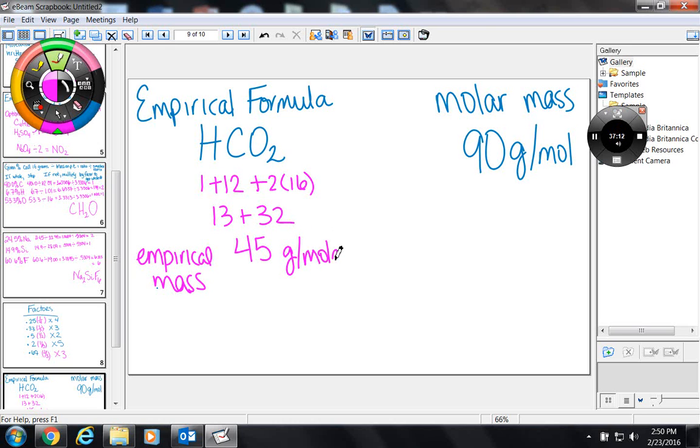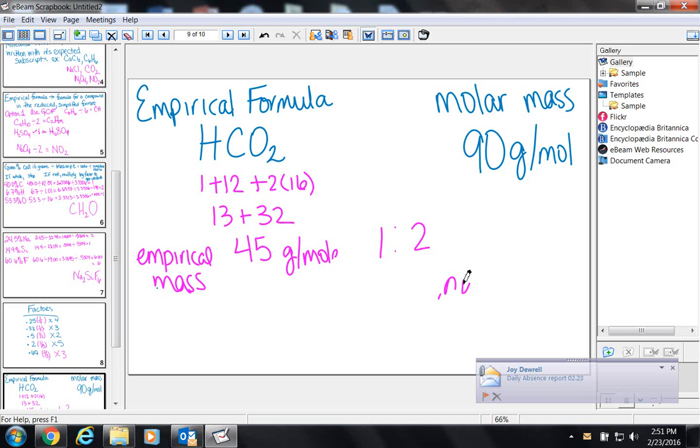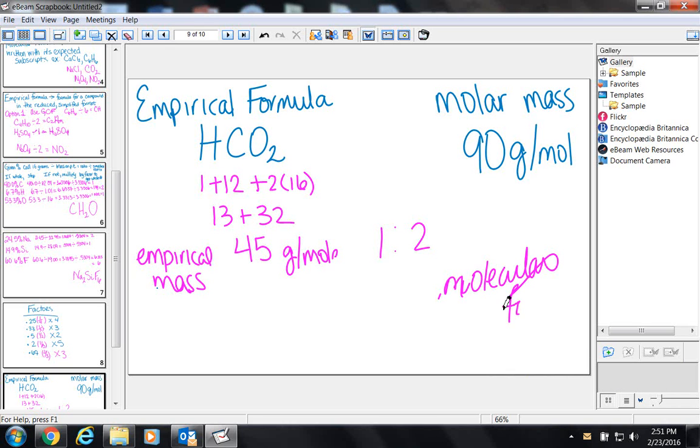What's the ratio if I were to compare the two? How many times does 45 go into 90? Twice, so the ratio is 1 to 2. What can I do to find the molecular formula then? What do I do to this formula? Multiply by 2. So the molecular formula is going to be H2C2O4.